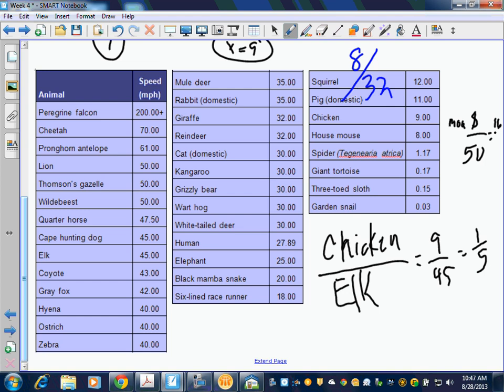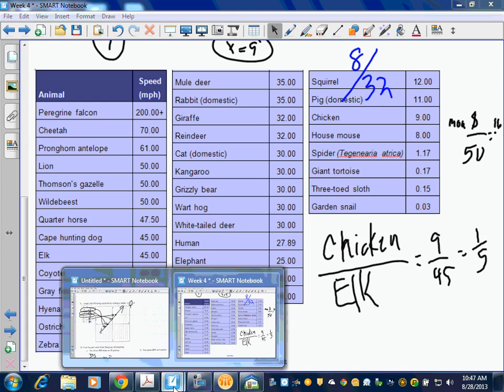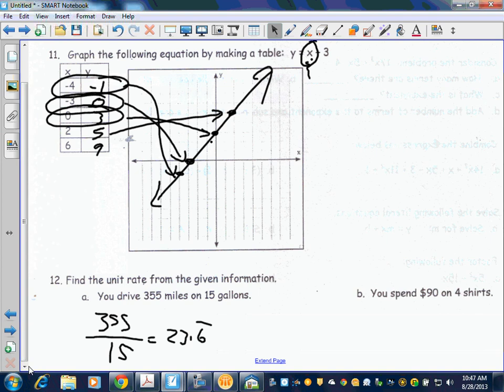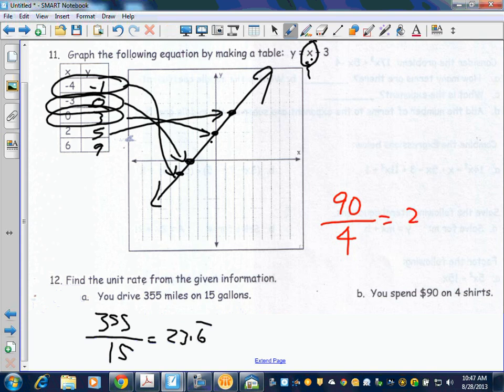It's the same question that we're asking here. It's the same unit rate. You find it the same way. You spend $90 on 4 shirts. So if I spend $90 on 4 shirts, then 90 divided by 4 is 22.5. So 22.5 is your price per shirt.